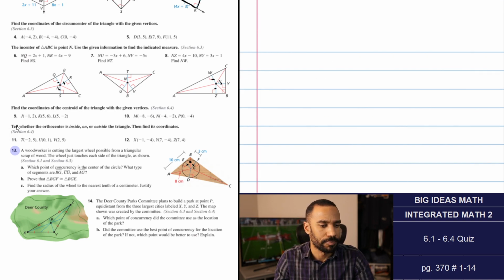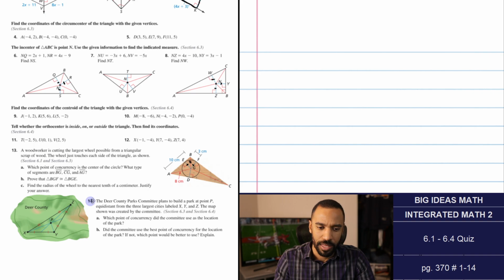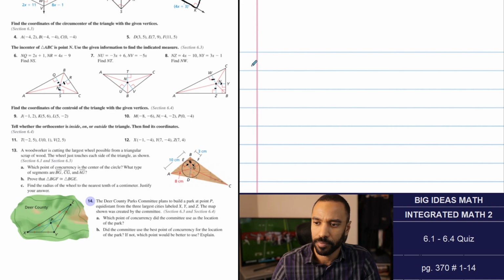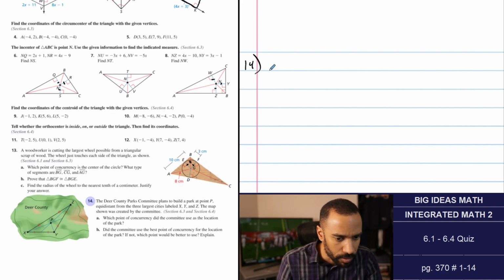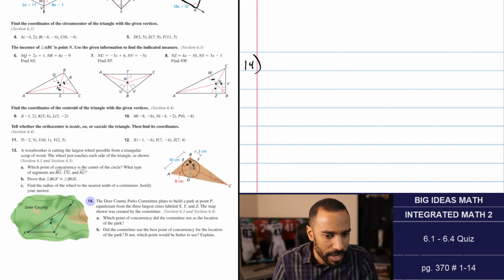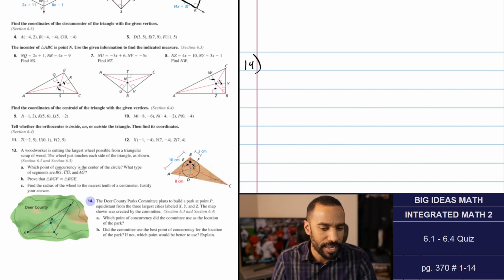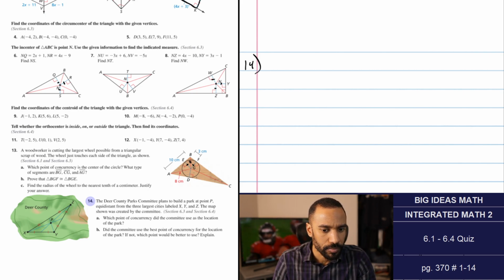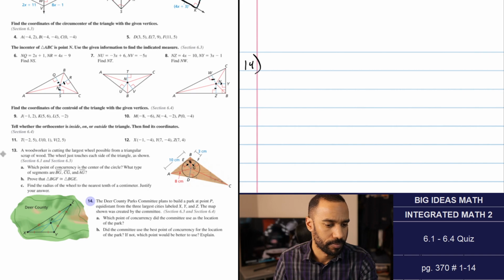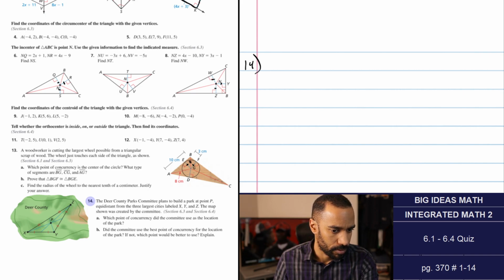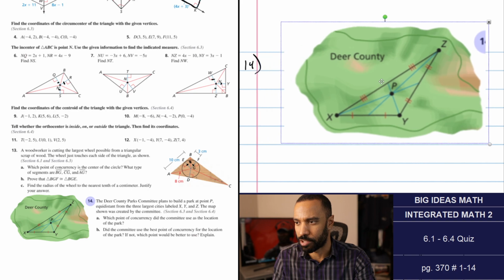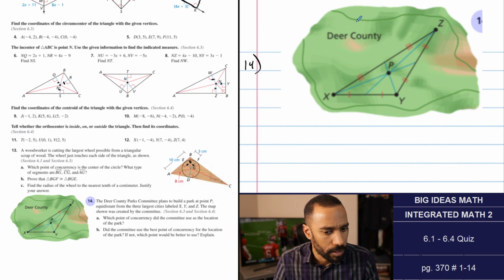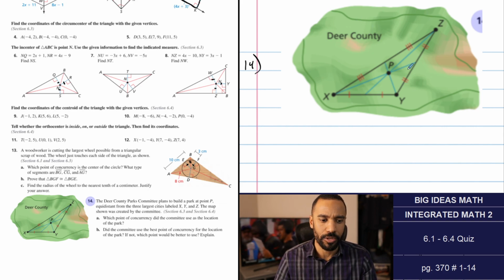Last question, number 14. Parts A and B. The Deer County Parks Committee plans to build a park at a point P, equidistant from the 3 largest cities labeled X, Y, and Z. The map shown was created by the committee. Okay, I might have to enlarge this one as well. You're going to get a little section where it shows that 14. That's okay. All right, part A. Which point of concurrency did the committee use as a location in the park?